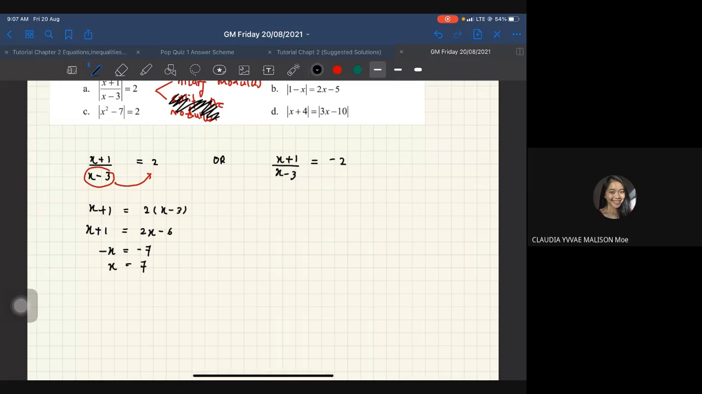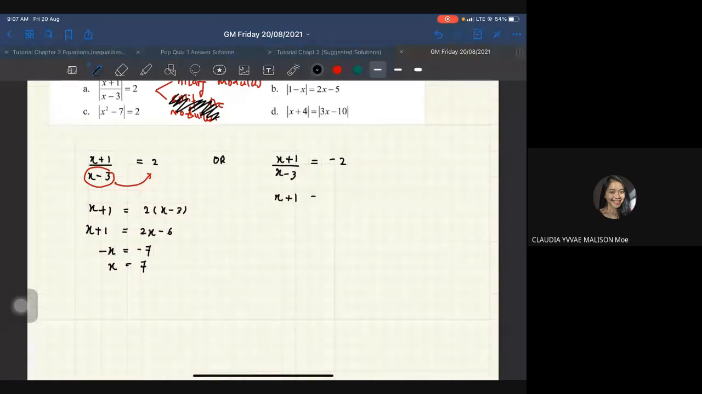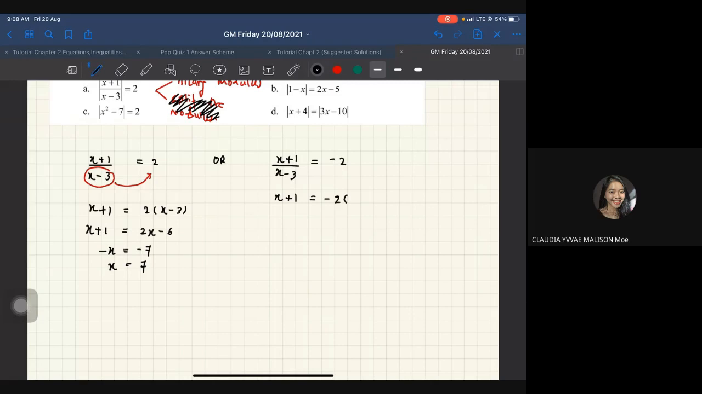Okay, so settled. And then untuk yang belah kanan pula, bawa juga yang denominator dia ke sebelah kanan. So you have X plus 1 is equal to negative 2 times X minus 3. And then kita expandkan the right hand side. So you have negative 2X plus 6. Kita nak X kat sebelah kiri, so you have X plus 2X is 3X, and then 6 minus 1 is 5. So your answer will be X equal to 5 over 3.